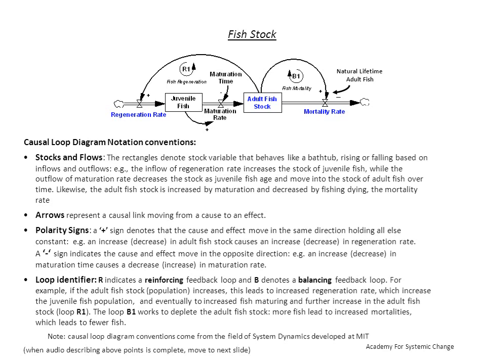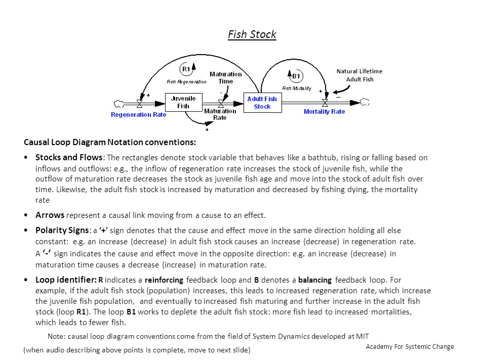System maps developed based on the causal loop diagramming conventions of system dynamics start with identifying key stock variables. The rectangles in this figure denote stock variables that behave like a bathtub, rising or falling based on inflows and outflows. For example, the inflow of regeneration rate, new fish being born, increases the stock of juvenile fish, while the outflow of maturation rate decreases the stock as juvenile fish age and move into the stock of adult fish over time. Likewise, the adult fish stock is increased by maturation rate and decreased by fish dying, the mortality rate.